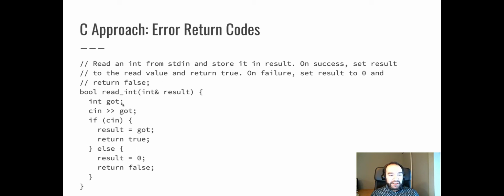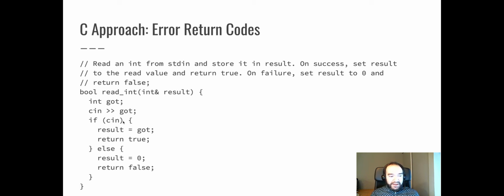I have an int called gut. It's for what we actually got from the user. I use cin to read that in and test if that actually worked. As you may or may not recall, when we implicitly convert cin to a Boolean, as I did in this if statement, this produces a true value if cin is good, meaning the previous extraction worked, and this expression evaluates to false if there was a formatting error or other error in that extraction operation there.